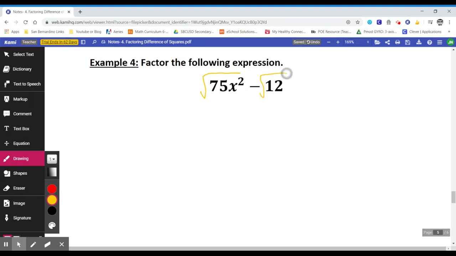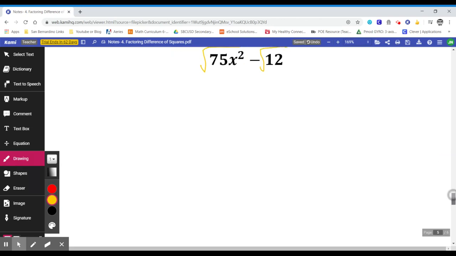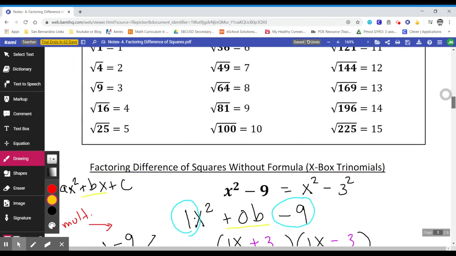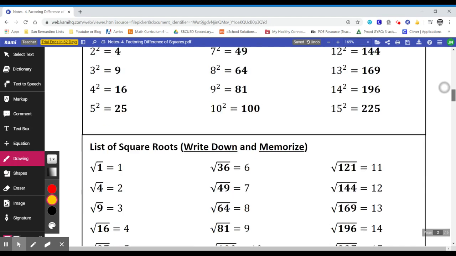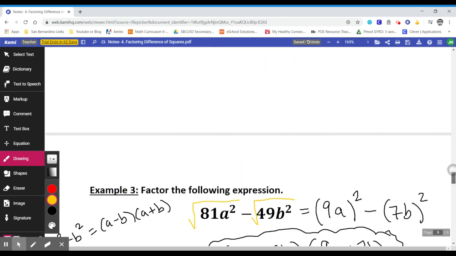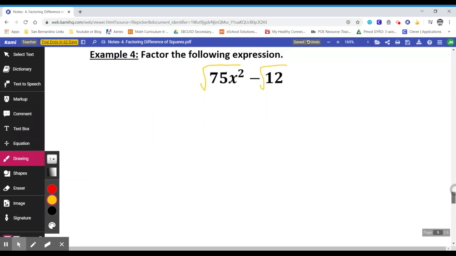If I want to take the square root of 12, I don't get something nice. These two are not in my table that I had up there, right? 75 and 12. If you could look back at the table that I gave you guys, do you see any 75s and any 12s in any of this? The answer is no, because they're not perfect squares. So what do we do now, since it's not a perfect square?